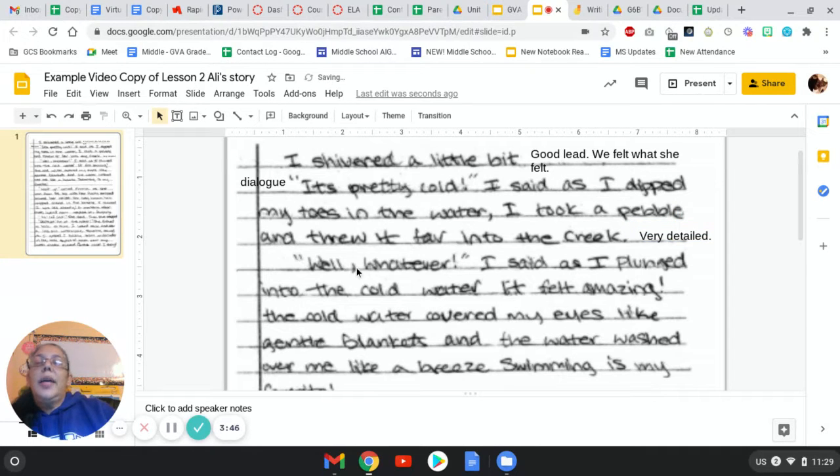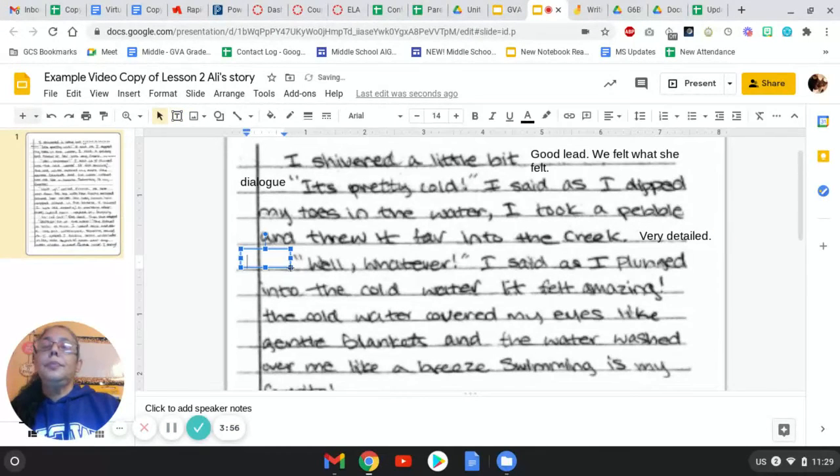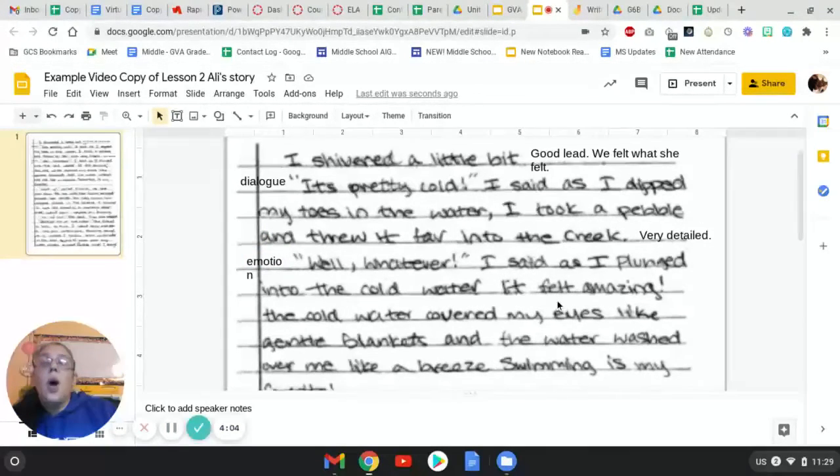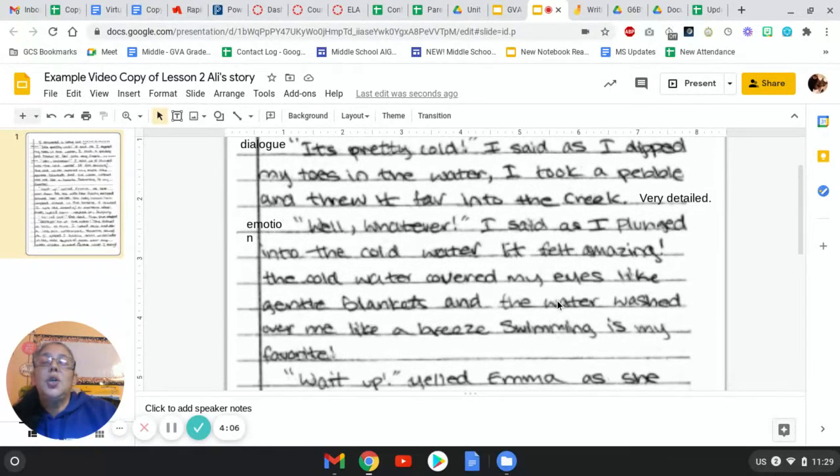Some more dialogue here. Well, whatever. See the exclamation point? Definitely shows emotion and shows excitement. I said as I plunged into the cold water, it felt amazing. The water covered my eyes like a gentle blanket, and the water washed over me like a breeze. Swimming is my favorite. Let's look at that.